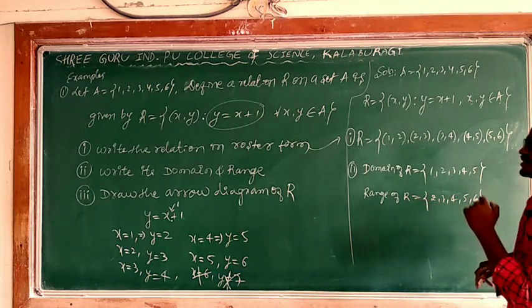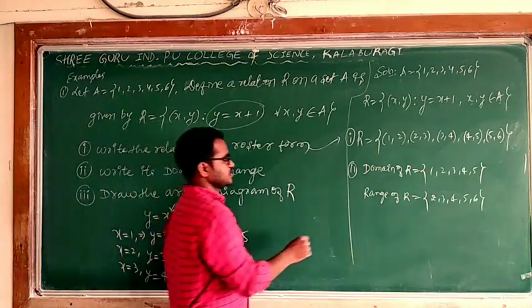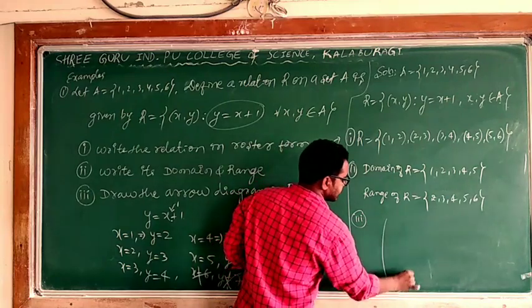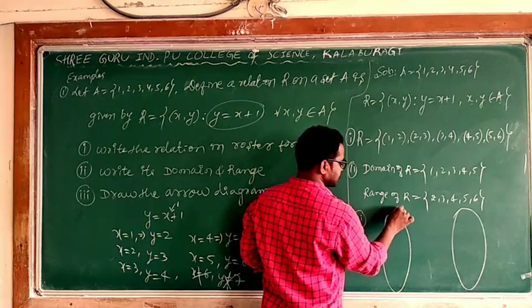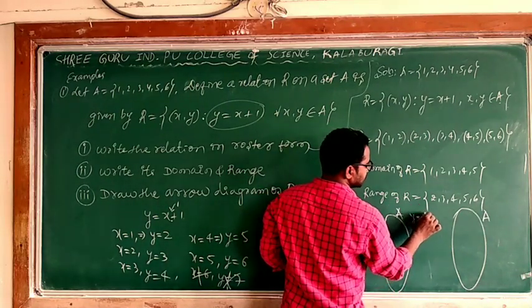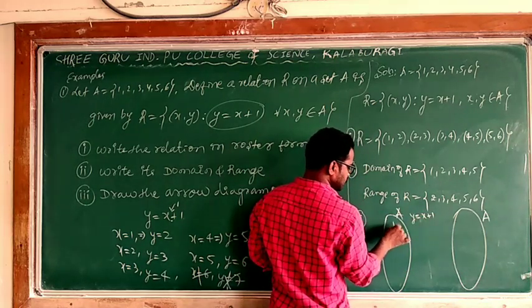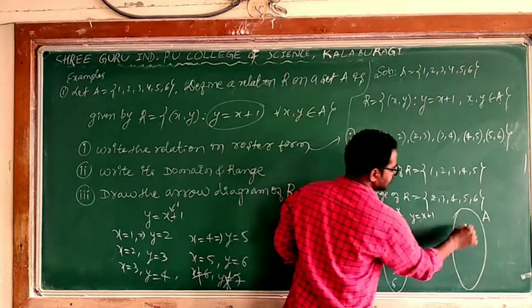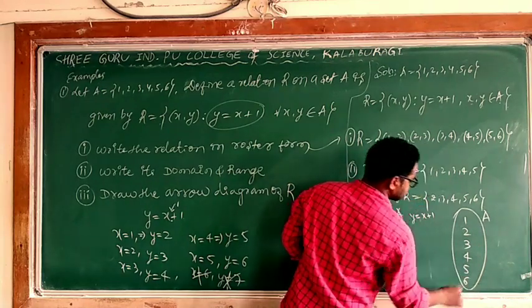And he is asking: draw the arrow diagram of the relation R. I can draw this easily. This is also A, and this is also A. What is the relation here? y is equal to x plus 1. What are the elements? Here also 1, 2, 3, 4, 5, 6, and here also 1, 2, 3, 4, 5, 6.